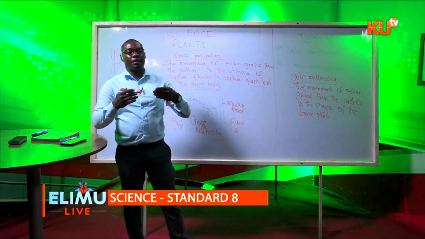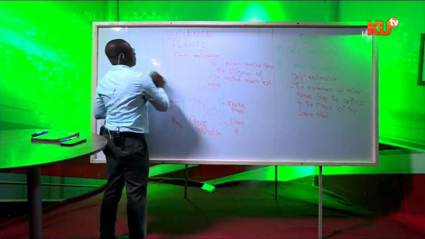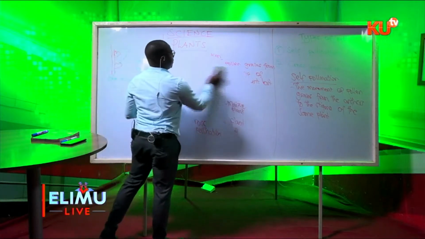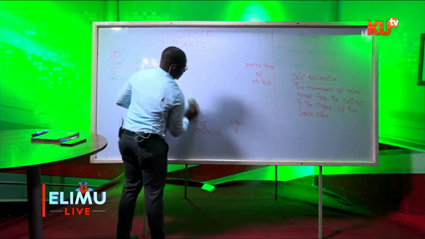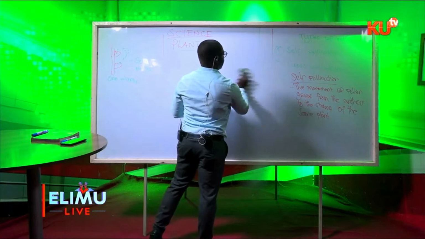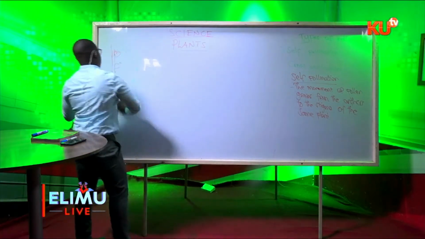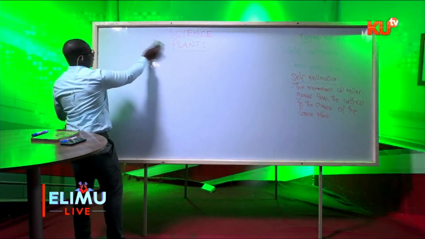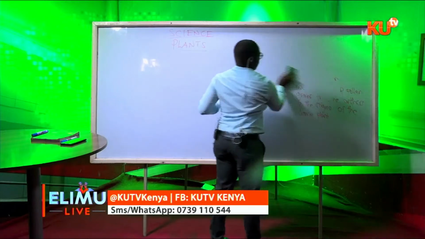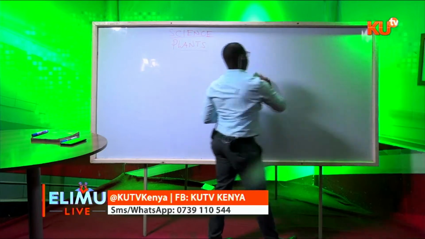So let's look at now the process of fertilization in plants. Remember I said our topic is about fertilization in plants, and we started by looking at the flower, which is the reproductive part in a plant. We have looked at the parts of the flower. We have also looked at the functions of the parts of the flower.